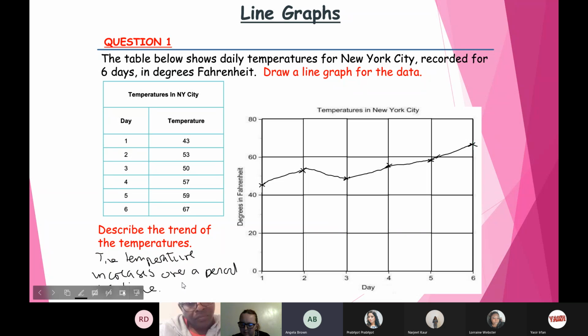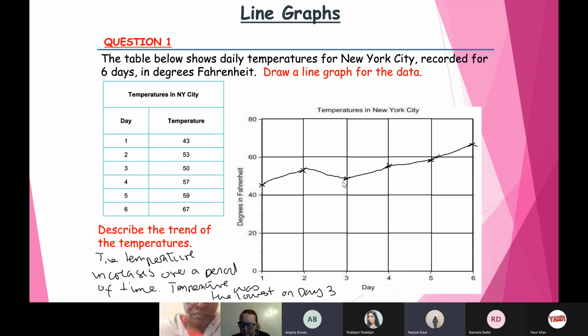We can say that the temperature was the lowest on day 3. So you can see that the temperature was the lowest at day 3 and then increased after that. Okay, so you can write a lot of information about the temperature for New York City just by reading the information from the line graph.